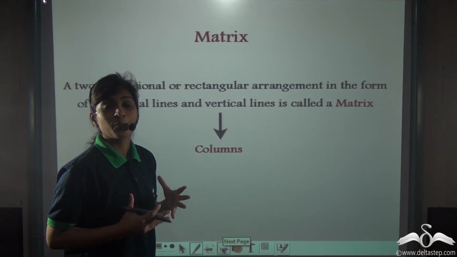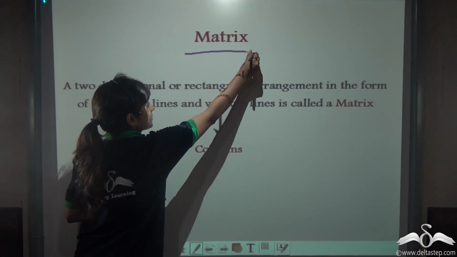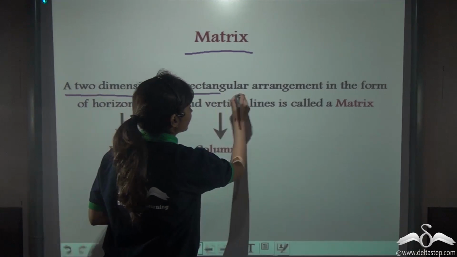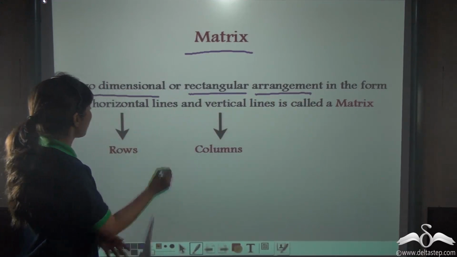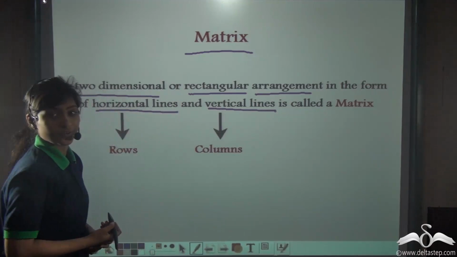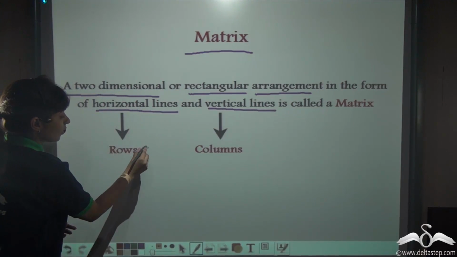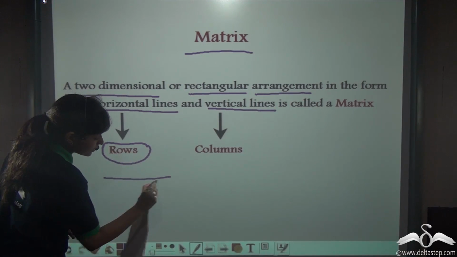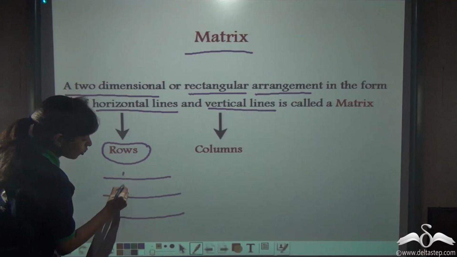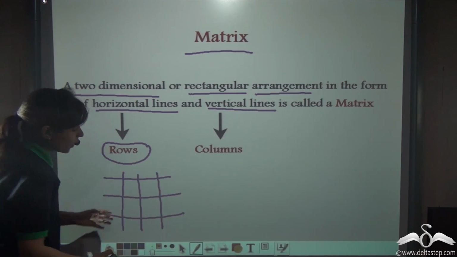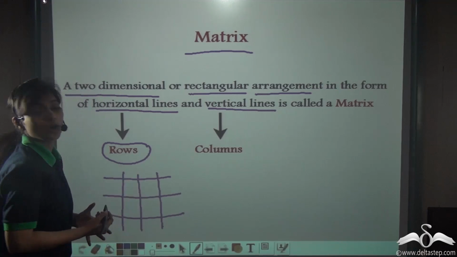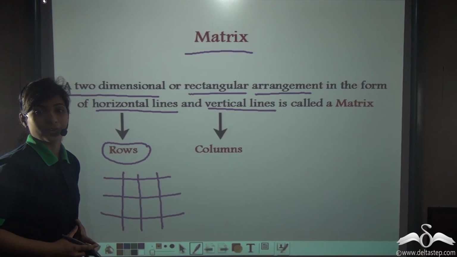Matrices is actually a plural term for matrix. What is a matrix? A two-dimensional or rectangular arrangement in the form of horizontal lines and vertical lines is called a matrix. Horizontal lines represent rows like this, and vertical lines represent columns. So when we arrange some data like this in a tabular representation, you can say that it represents a matrix.